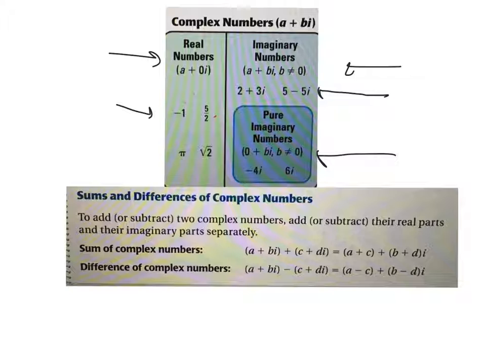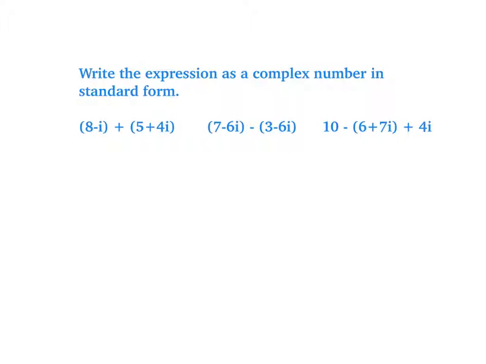The next thing we're going to do here on the next slide is add and subtract complex numbers. And really all you do is you add the real parts, add the imaginary parts, or subtract the real parts, subtract the imaginary parts, and put them back together. No big deal. Let me show you a couple here. This is write the expression as a complex number in standard form. All I'm going to do in this first one is add the real parts, 8 plus 5. I'm going to add the imaginary parts, which is -i and plus 4i, and get positive 3i. And that's it. That's all you have to do.